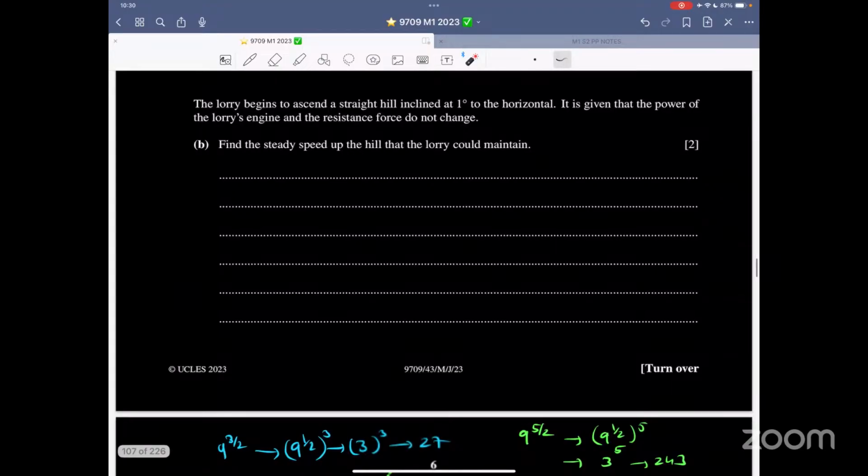The lorry begins to ascend. Ascend means go up a straight hill inclined at 1 degree to the horizontal. It is given that the power of the lorry's engine and the resistive force do not change. Find the steady speed up the hill that the lorry could maintain, for 2 marks. So 5 and 2 is 7.